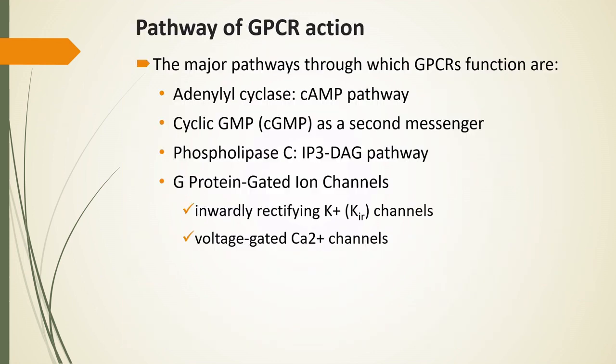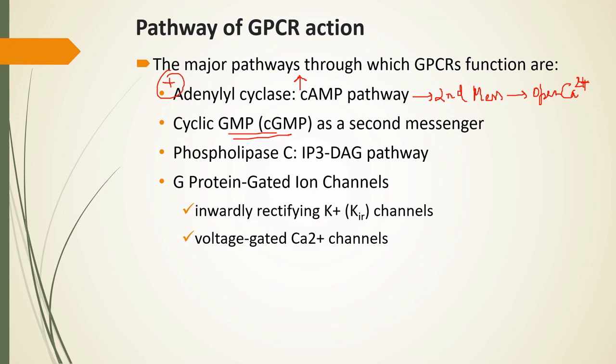Now, what are the pathways for G protein coupled receptor action? The major pathways through which the GPCRs function: the first is the activation of adenylyl cyclase. Once adenylyl cyclase is activated, there will be an increase in the level of cyclic AMP. And this cyclic AMP, we know, functions as a second messenger. And finally it is going to open the calcium channels. Also, cyclic GMP can act as a second messenger.